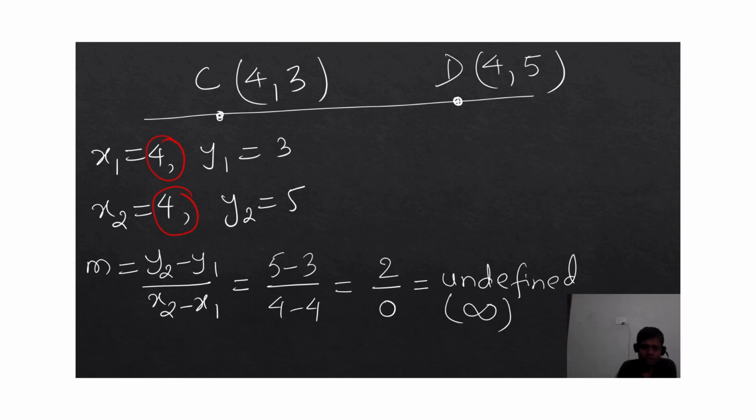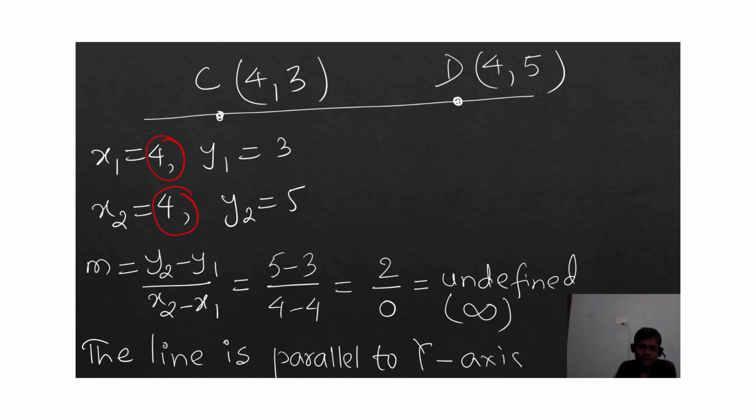Previously what did we find? The line was parallel to the x-axis. In this case what do we say? The line is parallel to the y-axis. So we learned two cases here. The first case was parallel to the x-axis, and the second case is parallel to the y-axis.